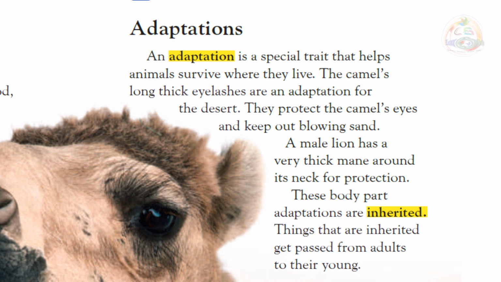Adaptations. An adaptation is a special trait that helps animals survive where they live. The camel's long, thick eyelashes are an adaptation for the desert. They protect the camel's eyes and keep out blowing sand. A male lion has a very thick mane around its neck for protection. These body part adaptations are inherited. Things that are inherited get passed from adults to their young.